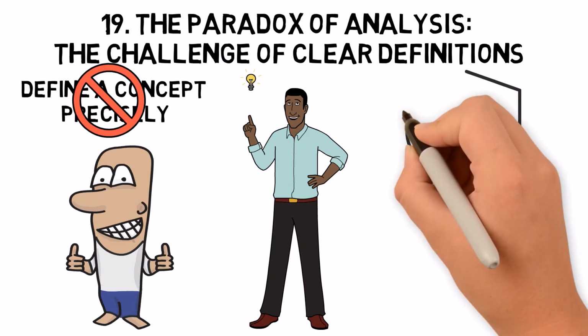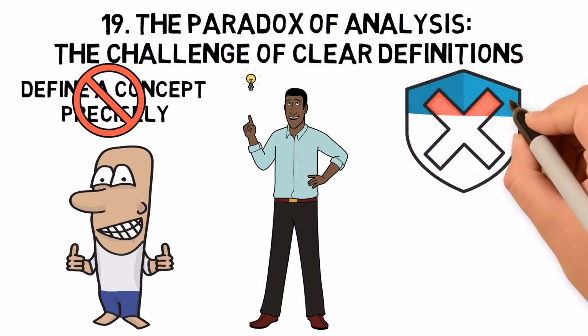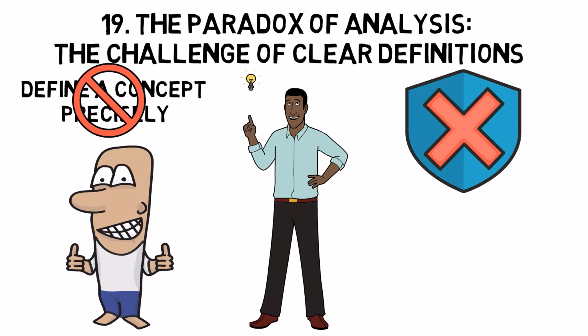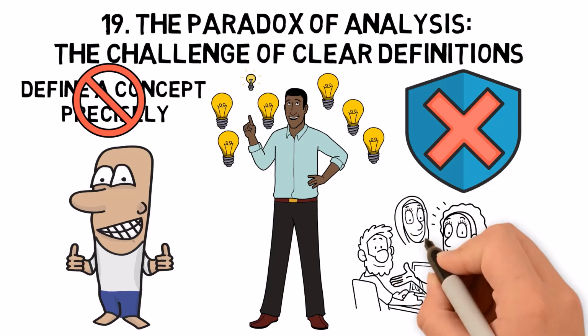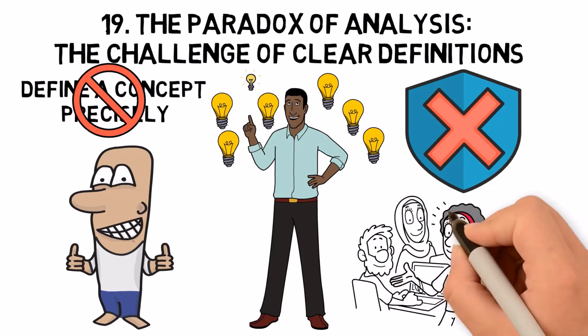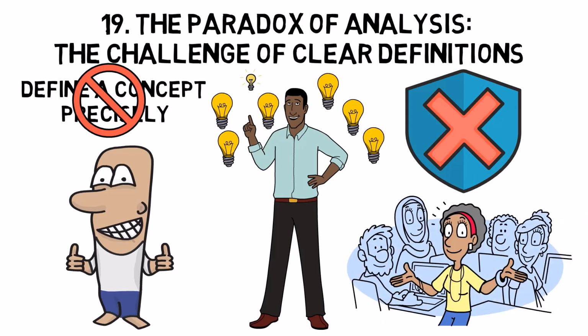This creates a paradox where it's hard to define something in a way that is both clear and useful. This paradox challenges our ability to explain ideas clearly without losing their original meaning. It highlights the difficulties in communication and understanding, especially when dealing with complex or abstract concepts.